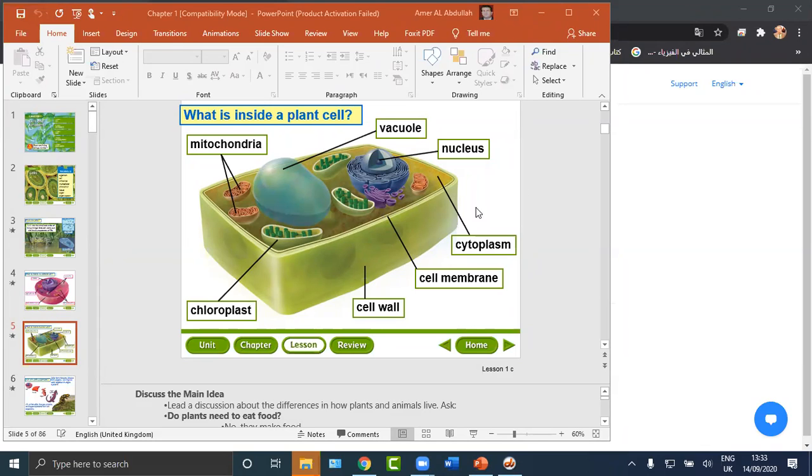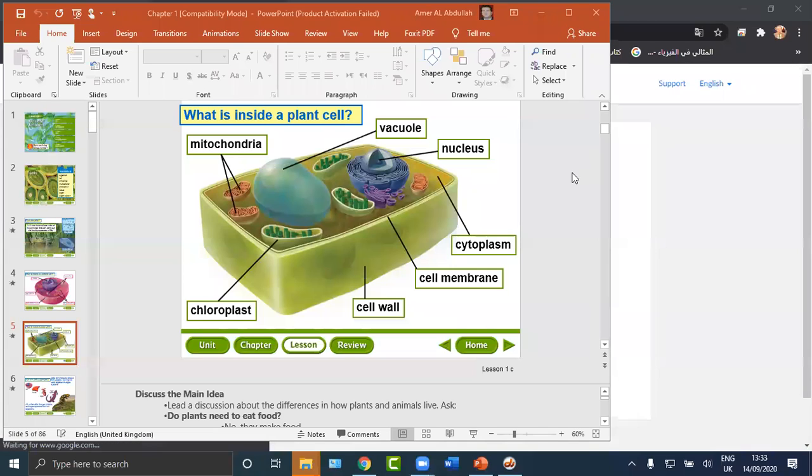Now, chloroplasts. Kareem, chloroplasts. Chloroplast is in the leaf, and it takes the sunlight and makes it into energy to make food. Thank you, you did well. Because plants make their own food, with structures inside their cells.